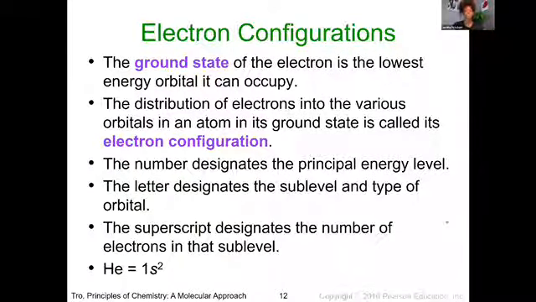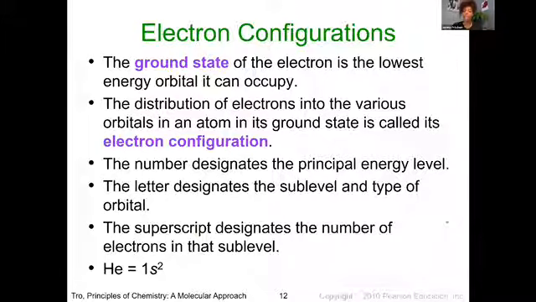So electron configurations are really important to help us to map out where all the electrons are found within an atom. The ground state of an electron is the lowest energy orbital it can occupy. These electrons are going to be distributed into various orbitals across the entire ground state of that atom, and this is what we call our electron configuration.